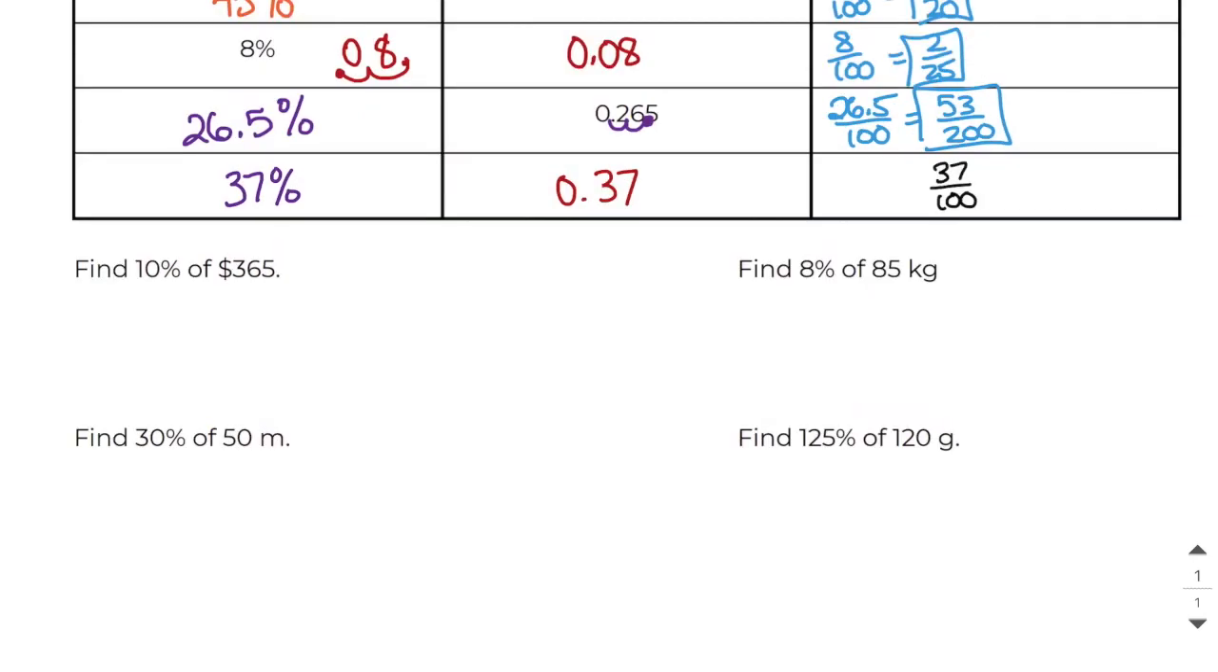So now let's use that information to answer these questions here. So I want to find 10% of $365. So the first thing I want to do is convert this 10% to a decimal. So we know that 10% is out of 100. So I could do 10 out of 100, and then when I divide that, I would get 0.10. Or I could just move the decimal place over 2 times and I would still get that 0.10.